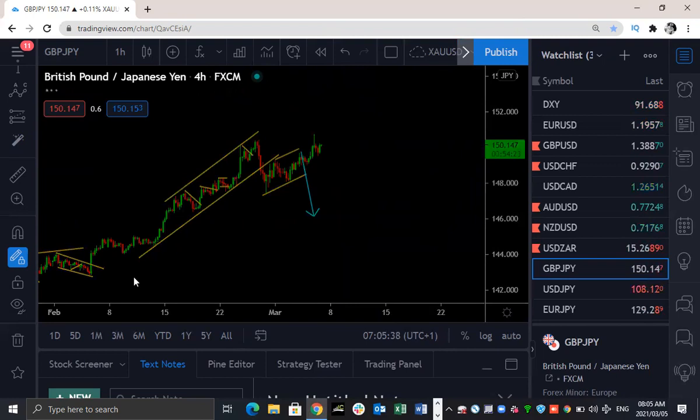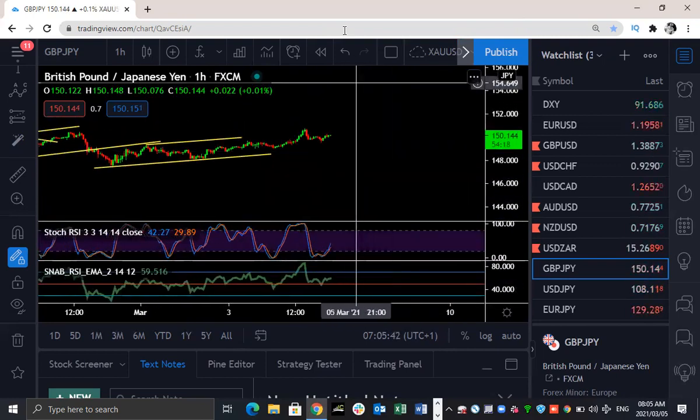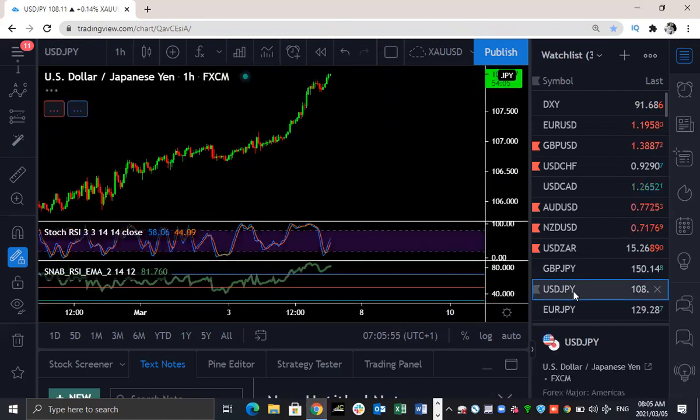Let's check the 1 hour as well. Okay, the 1 hour is showing us continuation to the upside on pound for now, but how far can that go? Will it break or will it just reset the top here and come back down? Let's see what's going to happen there. Right, so that is pound yen.